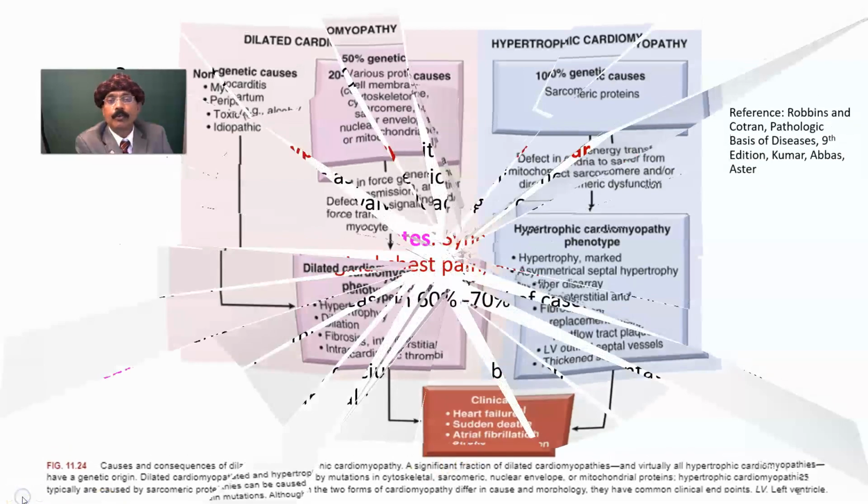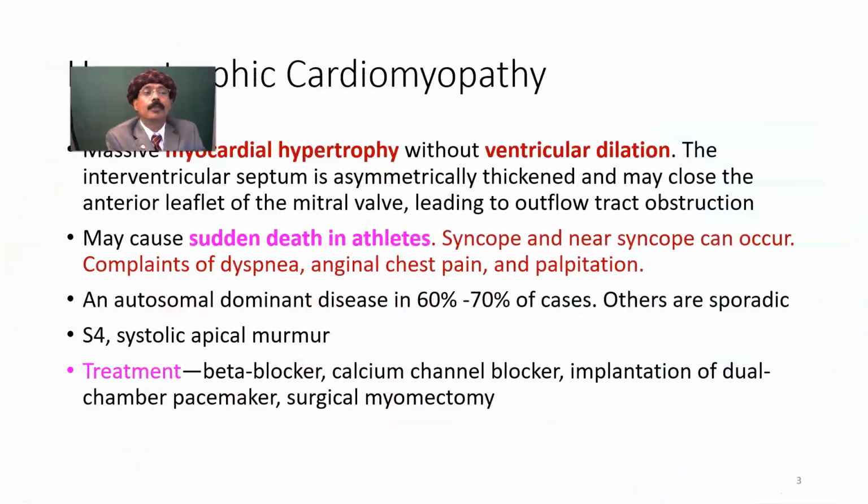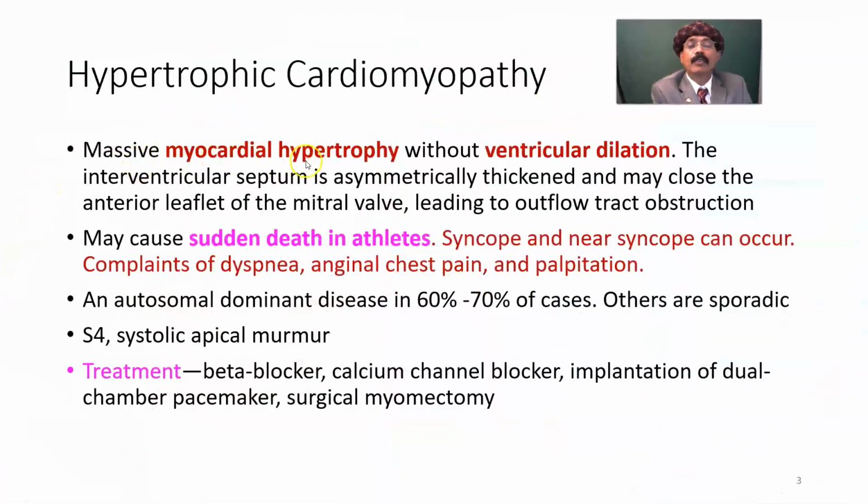Okay, we got that. Now, hypertrophic cardiomyopathy: massive myocardial hypertrophy. Hypertrophy means increase in the size of the cell without ventricular dilation. The interventricular septum is asymmetrically thickened and may close the anterior leaflet of the mitral valve. The mitral valve is also called the left atrioventricular valve. This leads to outflow tract obstruction from the left ventricle and may cause sudden death in athletes.